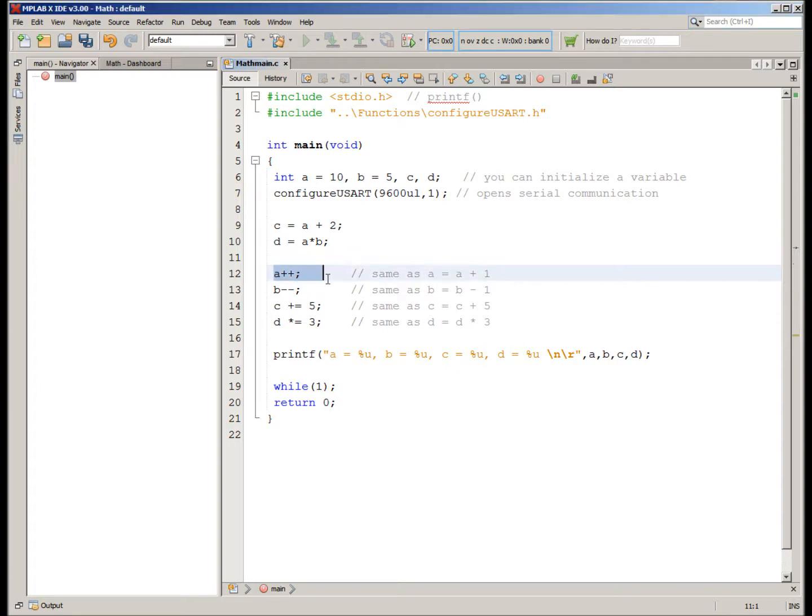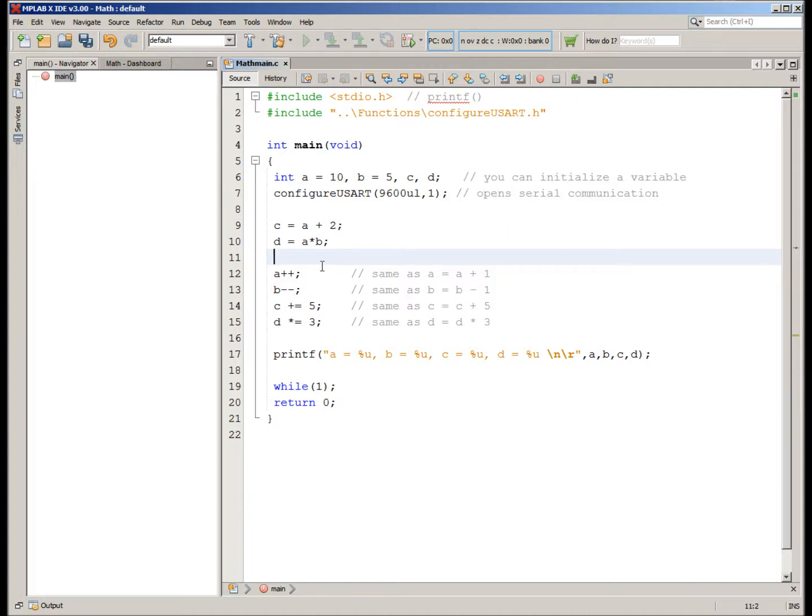Then there's this set of shortcut expressions in C. These are optimized little shortcuts that are often useful. They don't need to be used though. That can save you a bit of compiling time. First of all, a plus plus. That's exactly the same as saying a equals a plus 1. Or b minus minus. That means the same as b equals b minus 1.